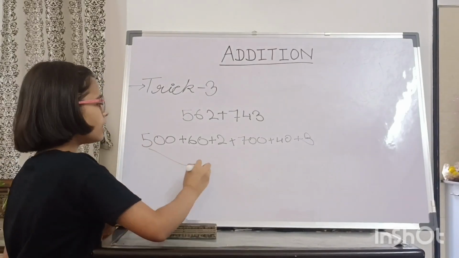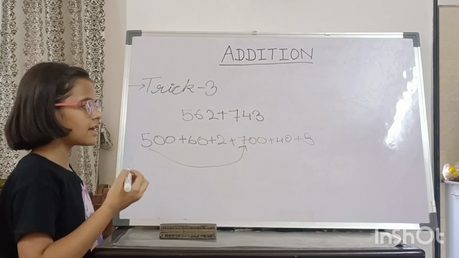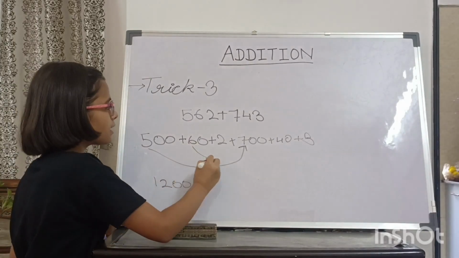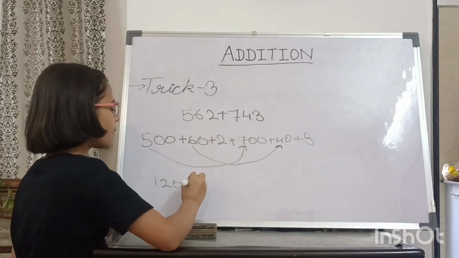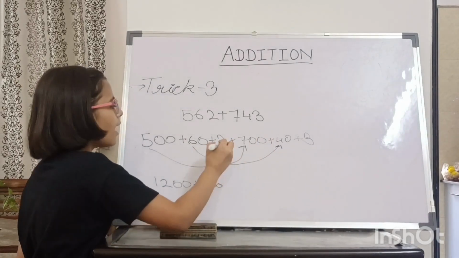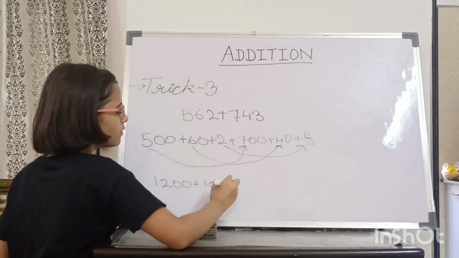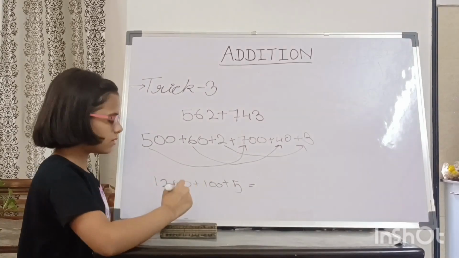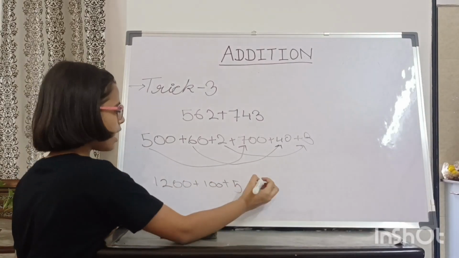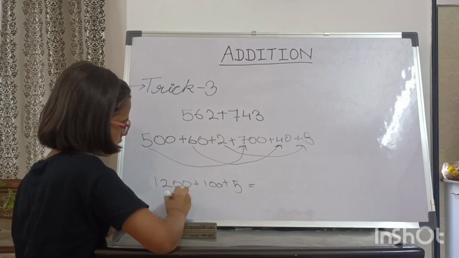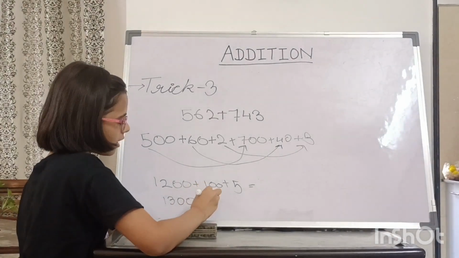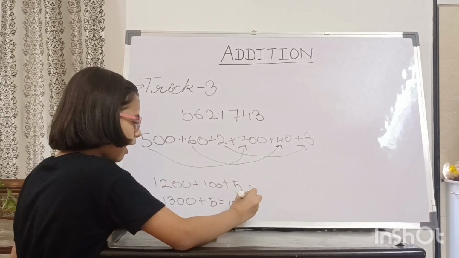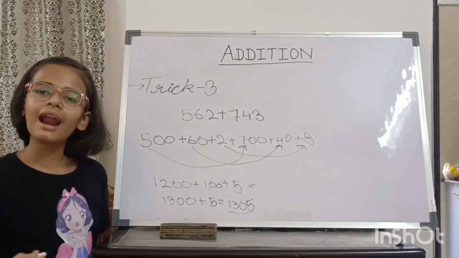So we have to add 500 plus 700. It equals 1200. Then 60 plus 40 equals 100. And 2 plus 3 equals 5. So we have to add all these numbers. So 1200 plus 100 equals 1300. And 1300 plus 5 equals 1305. So this is our answer.